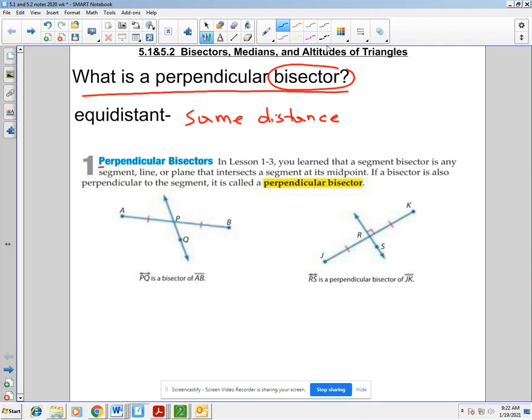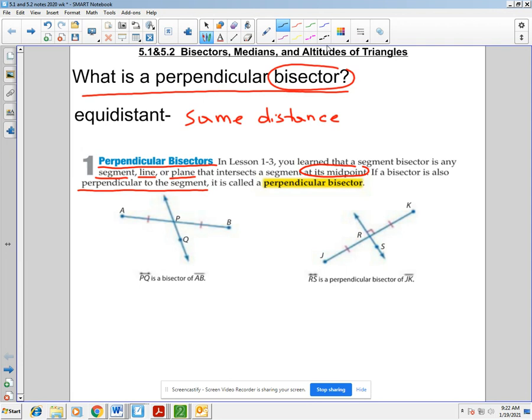Perpendicular bisectors. In section 1.3, you learned that a segment bisector is any segment, line, or plane that intersects a segment at its midpoint. So in other words, a bisector is just like a midpoint, okay? It has to be exactly in the middle. If a bisector is also perpendicular to the segment, it's called a perpendicular bisector.